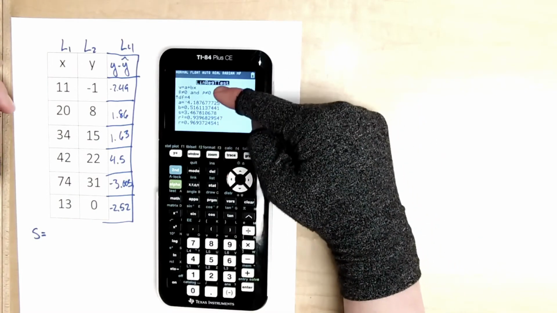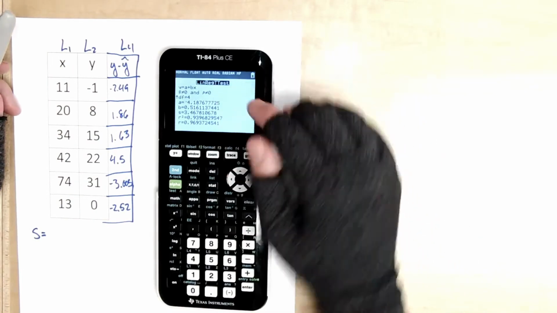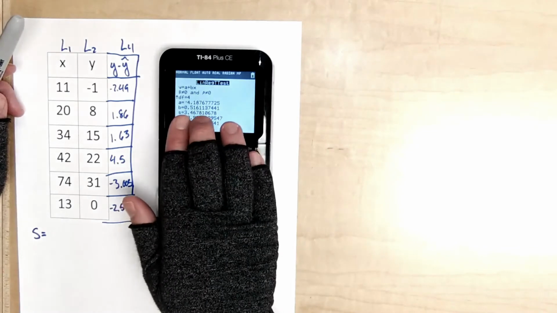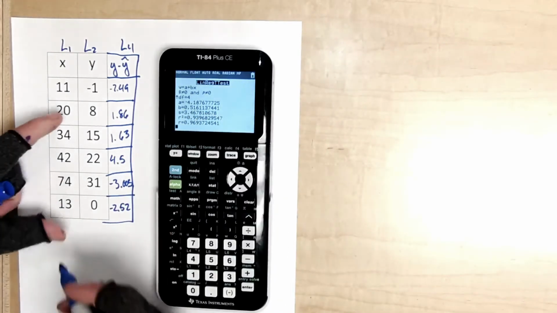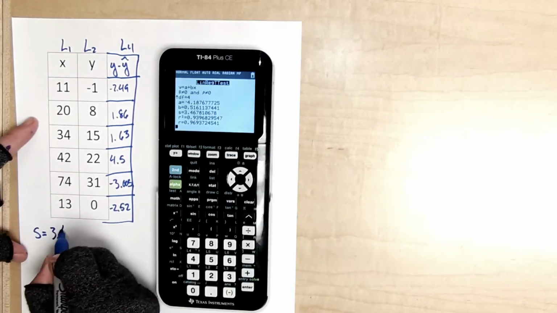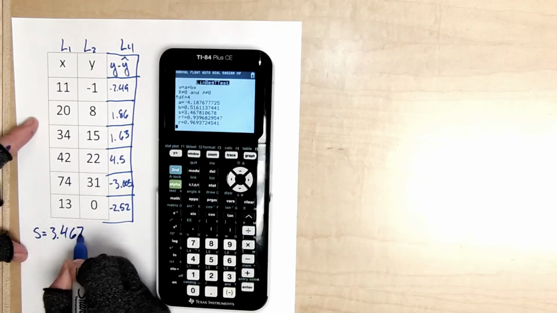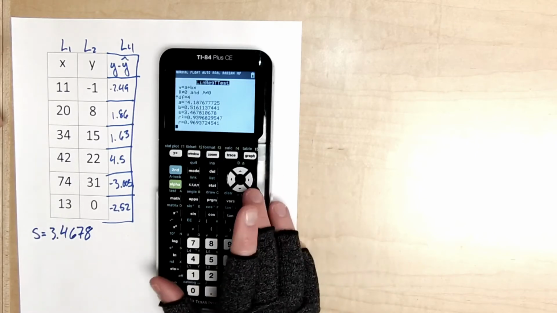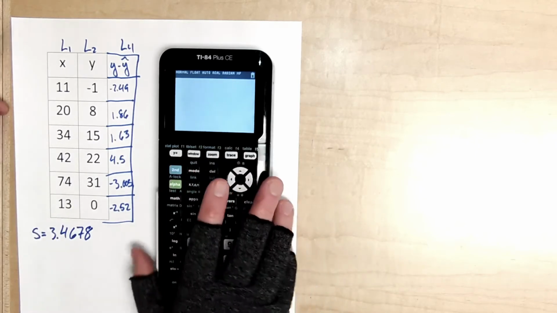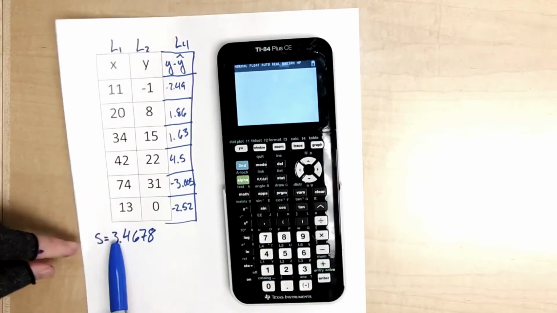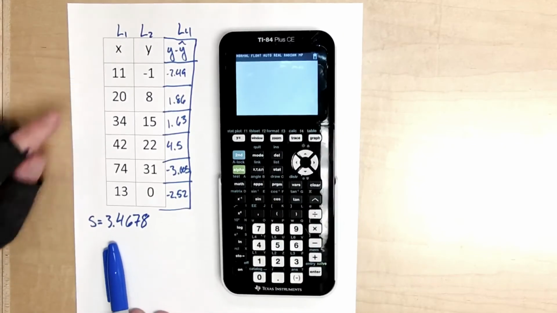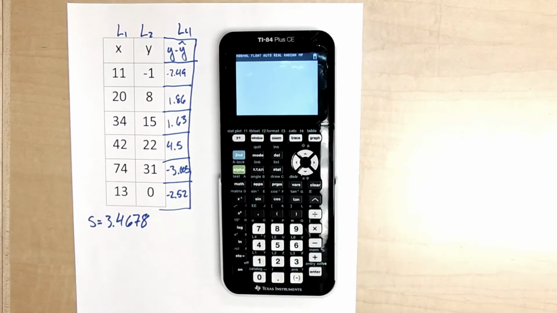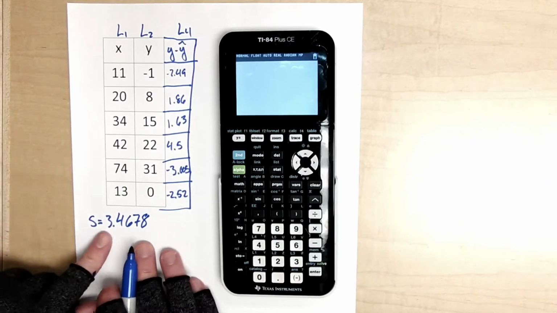The main reason I did it is because there's all that extra stuff that I don't want you to have to worry about right now. So this is what we're looking for: S, and S is 3.4678. That's probably good enough for the purposes of what we're doing. So what I'm hoping for is this is the furthest distance that I want any point. This is half of the furthest distance that I want any one point to be away from my line.